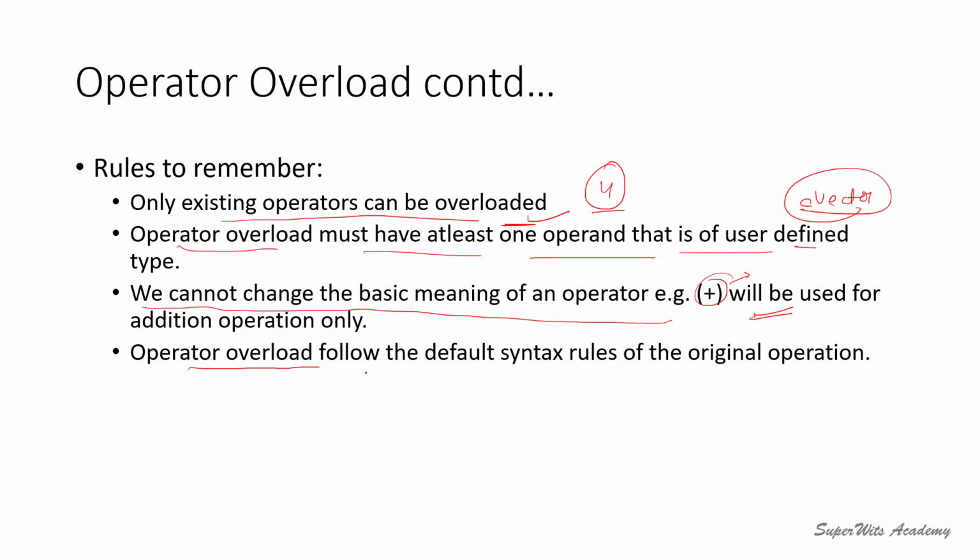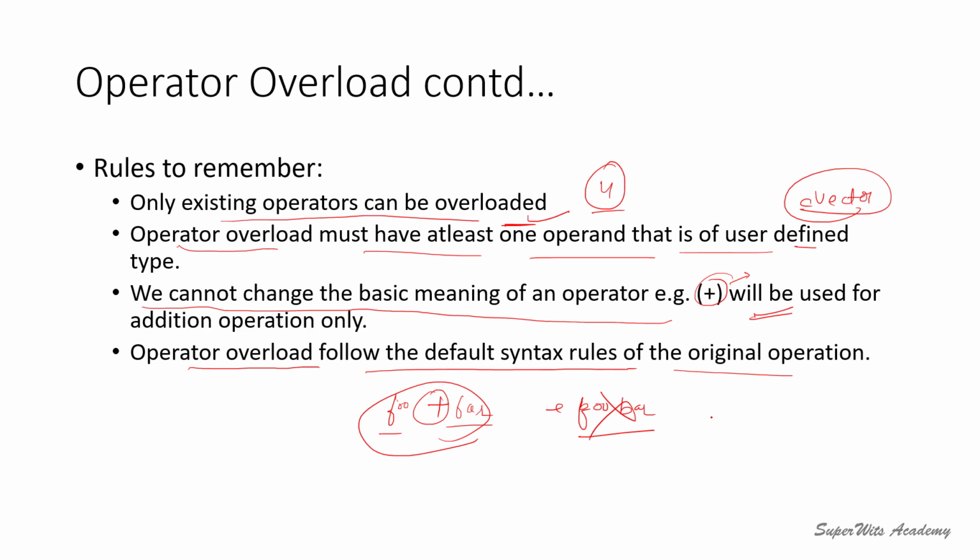Then, operator overload follows the default syntax rules of the original operation. We know that the plus operation is in between two operands. That is why we had foo as the first object and bar as the second object. You cannot change this basic notation. You cannot say plus foo and bar. This is wrong notation for the addition operation.